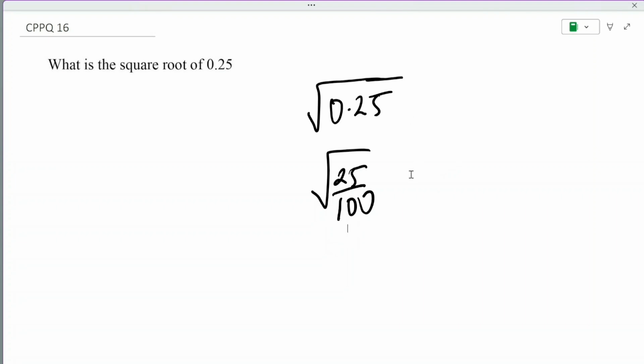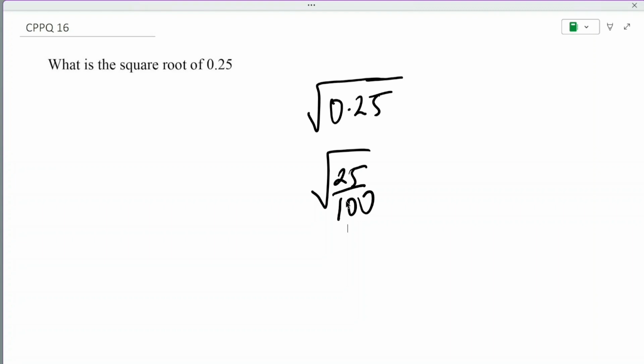If you had moved 3 steps, it will be 25 over 1000. That's 1 with 3 zeros. Now at this point, you can either choose to further simplify this or introduce 2 square roots. That is, you give 25 its separate square root and 100 its separate square root.